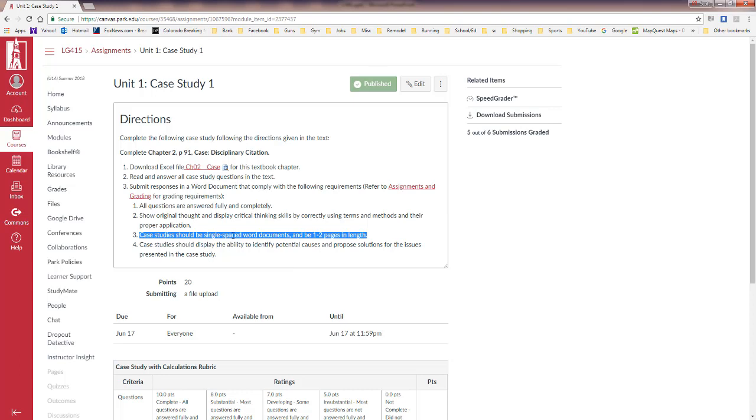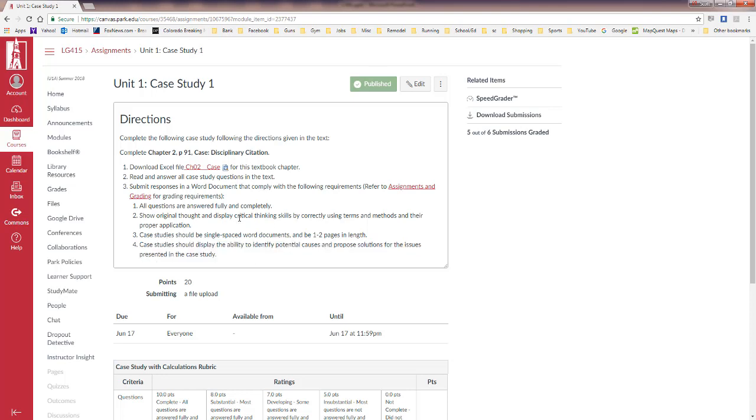Okay? And also, your case studies and your narratives should provide what you think is a potential cause for the problems that are occurring in the scenario and provide some sort of solution for it. Okay, that's part of your assignment.